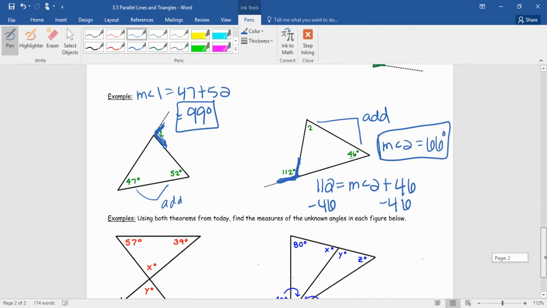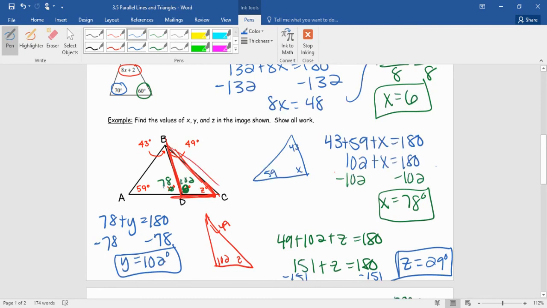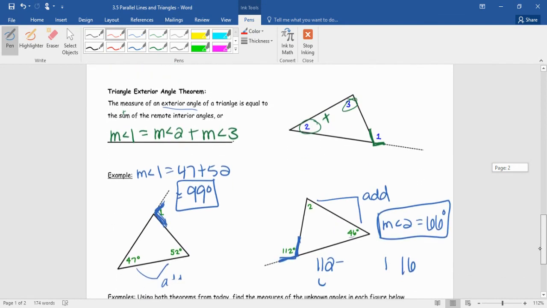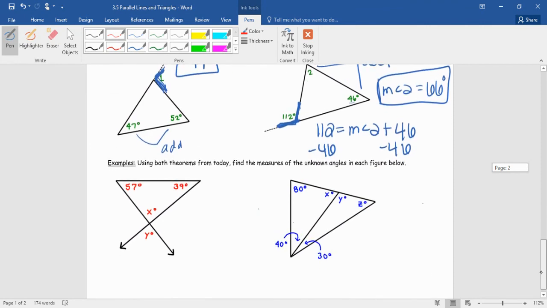You may have noticed this in the last video when we were doing this one up here. When I added the 43 and the 59, I got 102. And then the y that was over here, y is an exterior angle for this triangle on the left with the A, B, and the D. And so the 43 and the 59 would have been those remote interior angles. So we kind of already saw that fact in there. I just wanted to tell you that it actually has a name and is a real thing. So that's it for this one. There's one more video where we'll do these two examples down here.